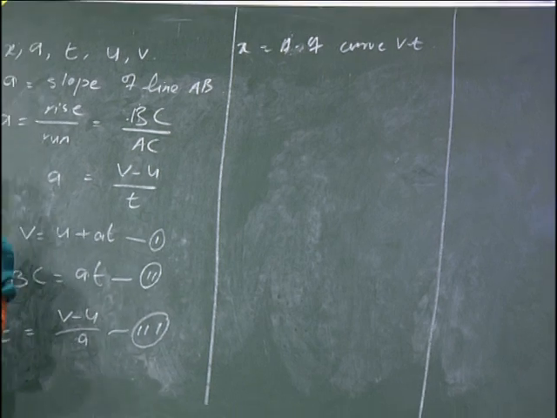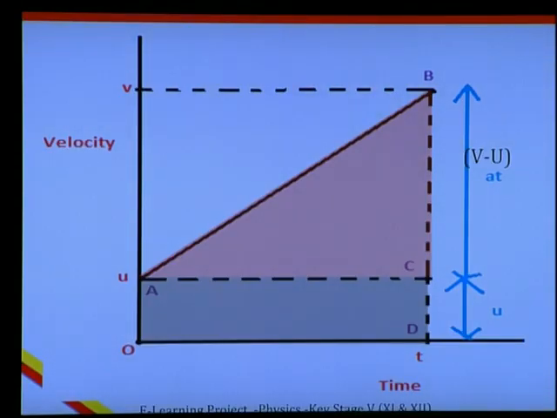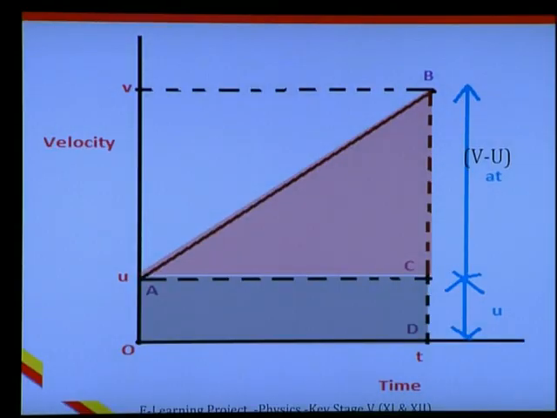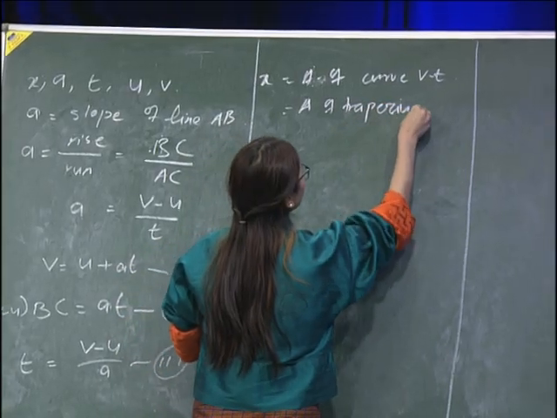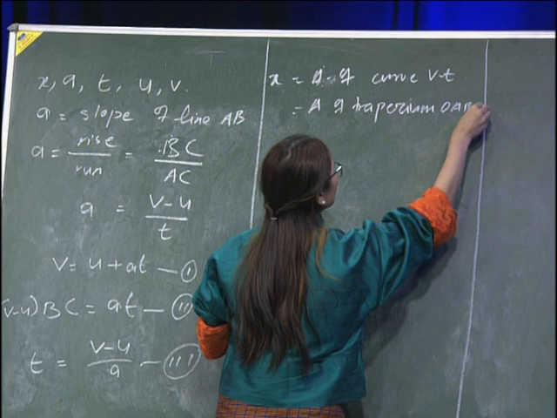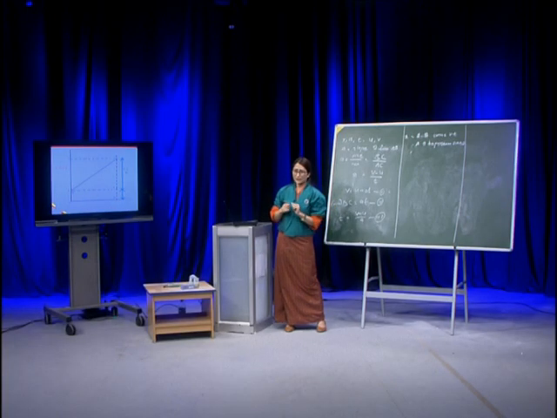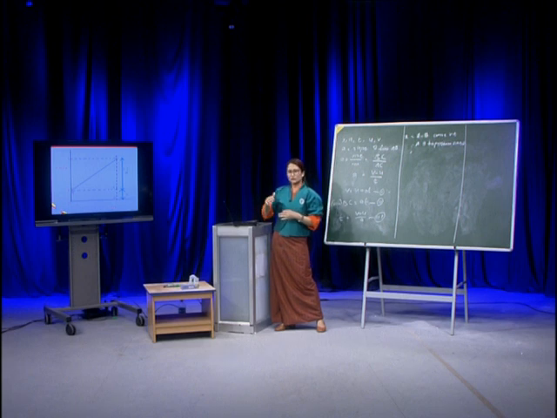And here the area covered under this VT graph is actually in the shape of a trapezium, where you can see the trapezium shape is O, A, B and D. So, here, area of a trapezium O, A, B, D. Now, we are going to find this displacement in two different ways. One, by dividing this trapezium shape into two, and another one by calculating the area of the trapezium itself.